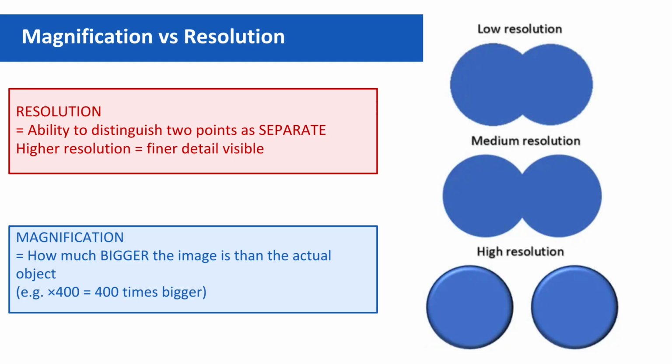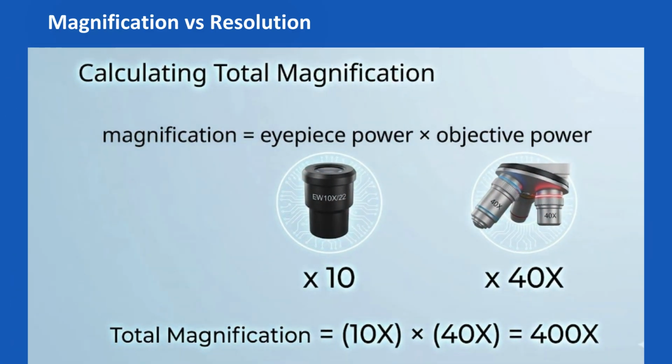Magnification is how much bigger the image is compared to the actual object. For example, a magnification of times 400 means the image is 400 times bigger than the real object. You can have high magnification with low resolution. The image will be larger but blurry. Keep in mind that resolution and magnification are not the same thing.